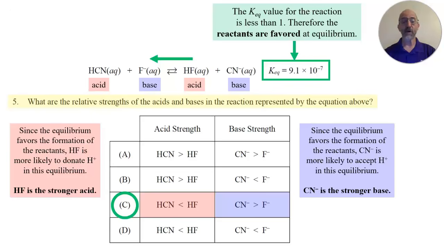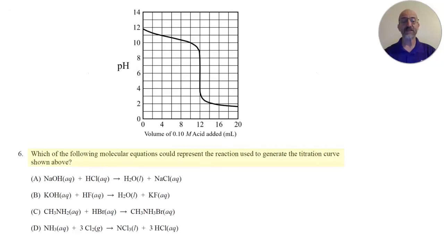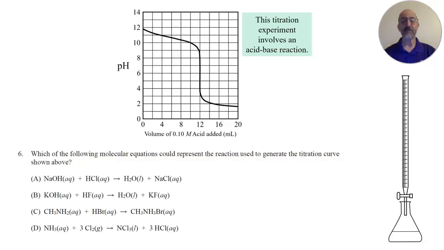All right, there's one more multiple choice question that covers topic 8.4. Let's go ahead and take a look at question 6. In question 6, we are given a titration curve, and it says, which of the following molecular equations could represent the reaction used to generate the titration curve shown above? Now, we're looking for an acid-base reaction. So what I did in question 6 is I picked one of these 4 choices that we can throw away immediately and eliminate it because it's not an acid-base reaction.